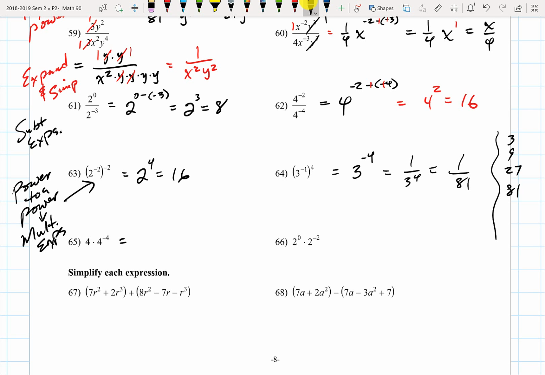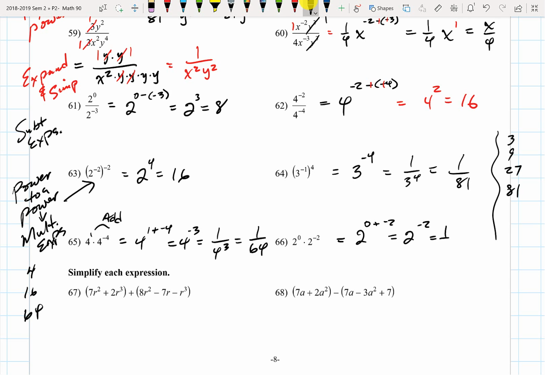Okay. Now this one here, you have to add exponents. So you have 4 to the 1 plus -4, which is 4 to the -3 power, or 1 over 4 to the third, and then you use your base 4 powers, so 4, 16, 64, so 1/64. And on this one here, we get 2 to the 0 plus -2, which is just 2 to the -2 power, or 1 over 2 squared, or 1/4. Okay? So that's section 6.1 and 6.2.